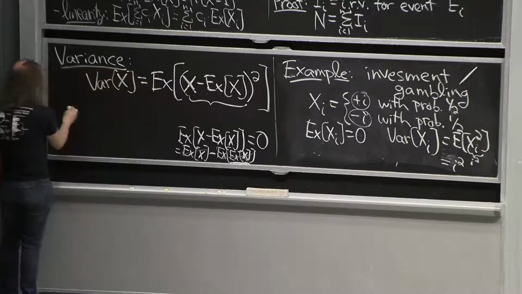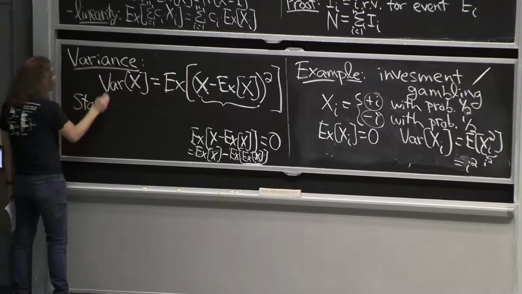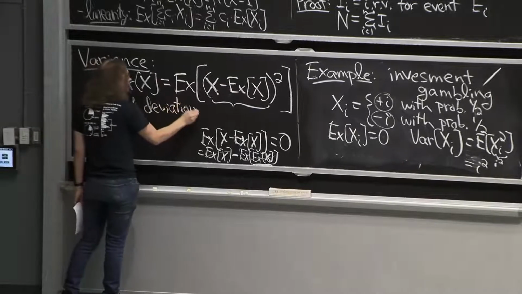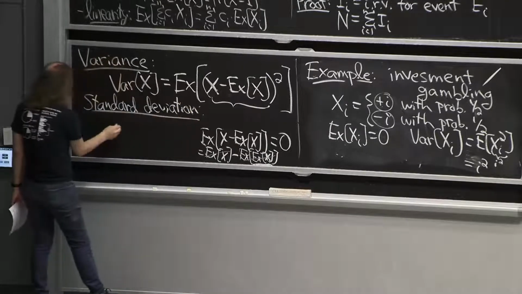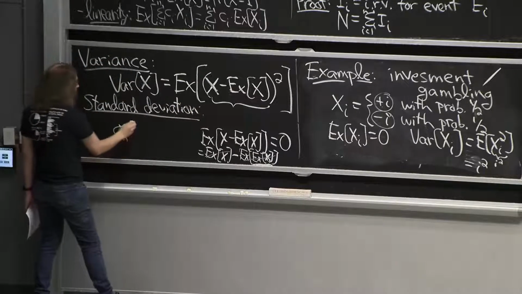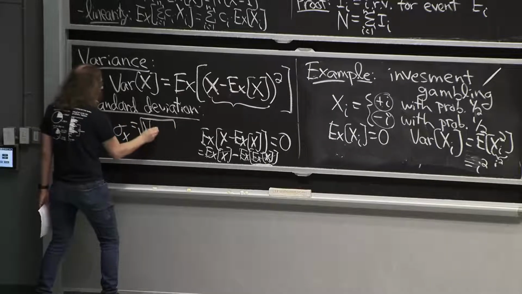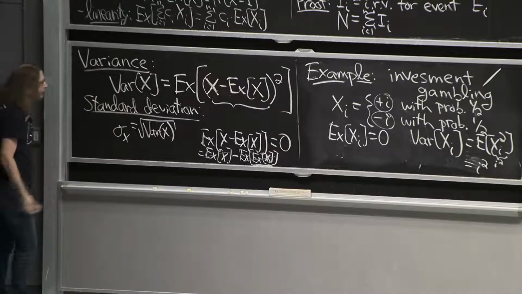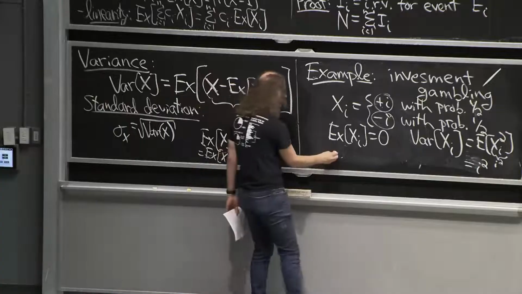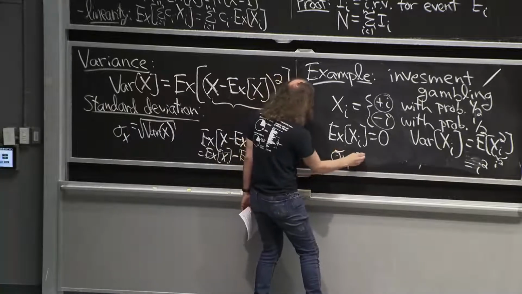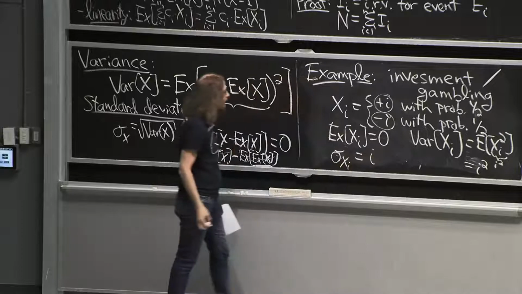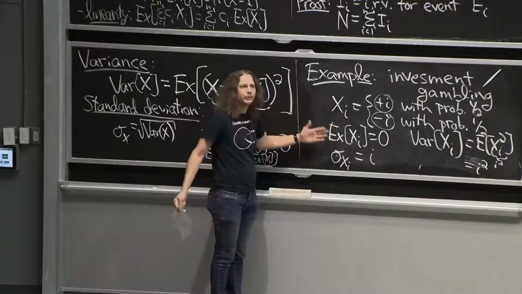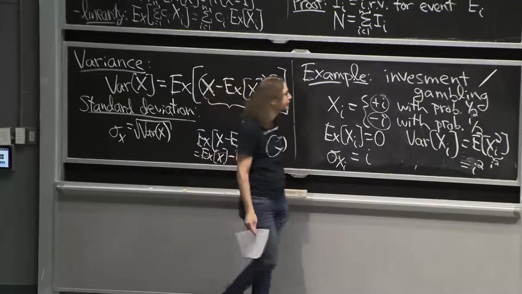And for this reason, we also often define the square root of variance to be the standard deviation, which we usually write sigma sub x here, is going to be the square root of the variance of x. So you can use whichever of these you want. I mean, they're the same up to a square root or a square. But it's the second number, sigma sub xi here, is equal to i. So while expectation told us nothing about the risk of our investment, sigma told us exactly what the risk is in this very simple setup.